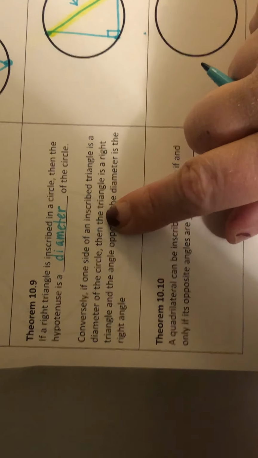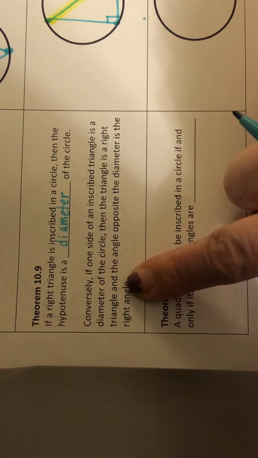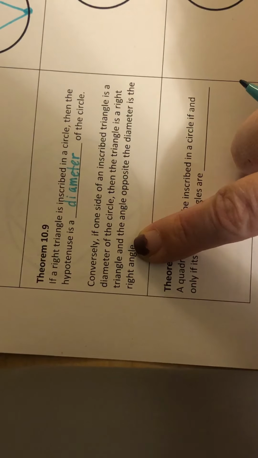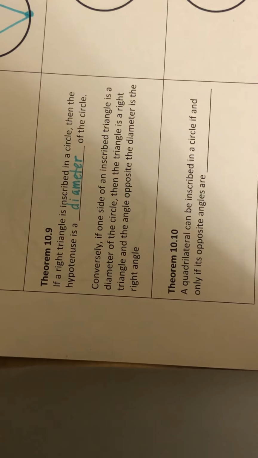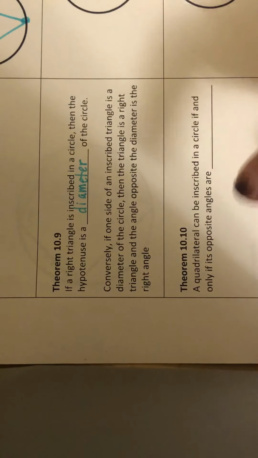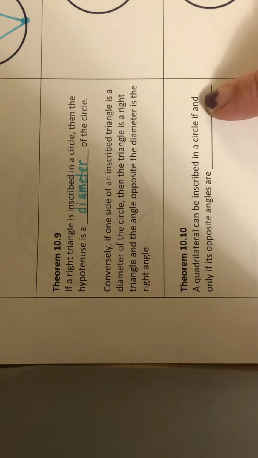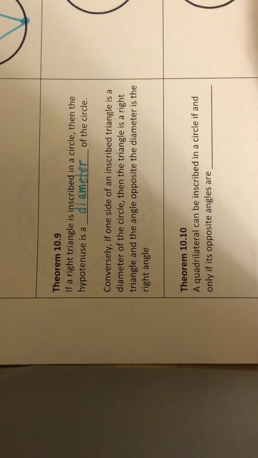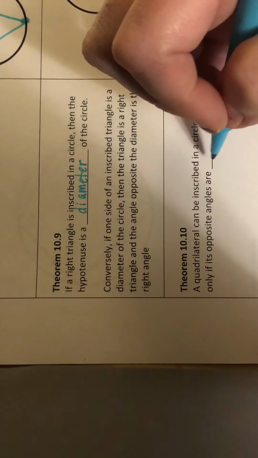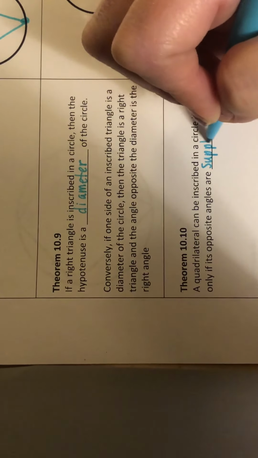Conversely, if one side of an inscribed triangle is the diameter, so if they show you it going through the center of the circle, then you know that's going to be a right triangle. And this is a weird one. This one always tricks people. So it says a quadrilateral can be inscribed in a circle if and only if, that means this goes both ways, its opposite angles are supplementary.